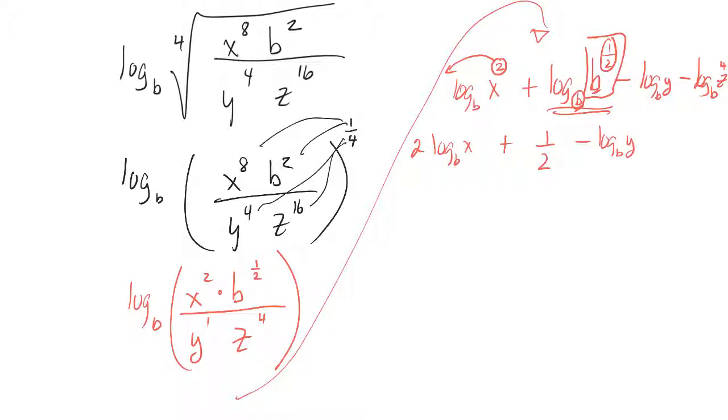y, and then I can bring this 4 out to the front. So it'd be 4 log base b of z. All right, hopefully that helps you with those two questions.